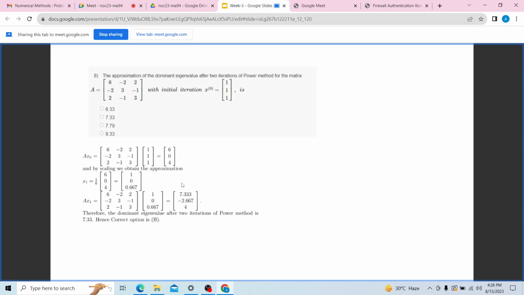So here the correct option is B. You will get it as 7.33. First of all, we have to calculate it using the power method.